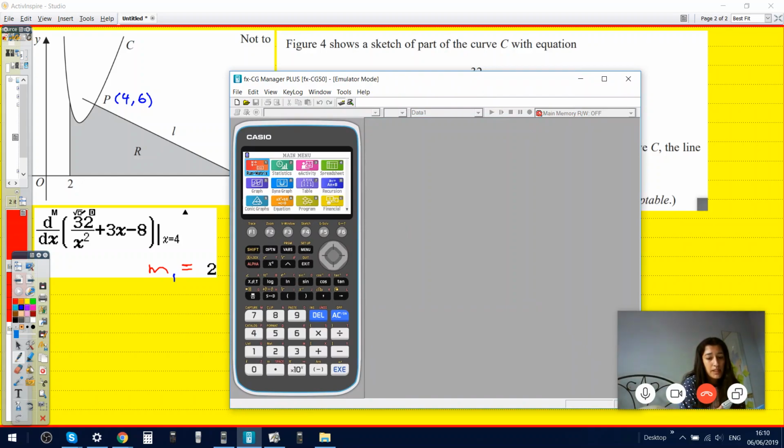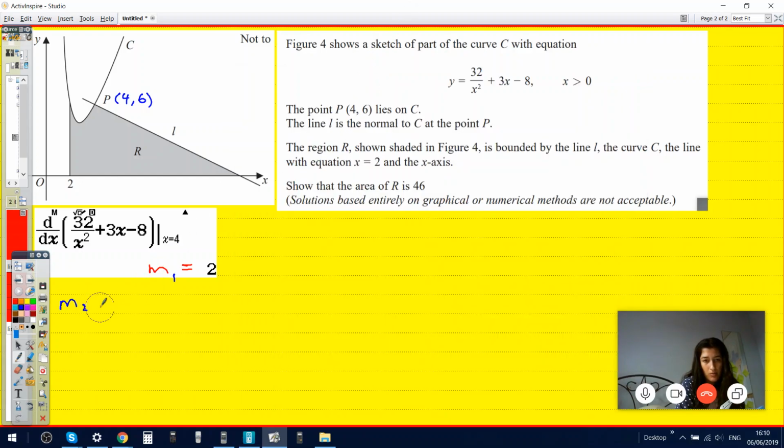So the gradient of the normal would be minus a half. Yep. And then we know that L goes through the point 4, 6, so you can work out the equation for L. y minus 6 equals minus a half (x minus 4). 2y minus 12 equals minus x plus 4. 2y equals minus x plus 16. y equals minus half x plus 8.